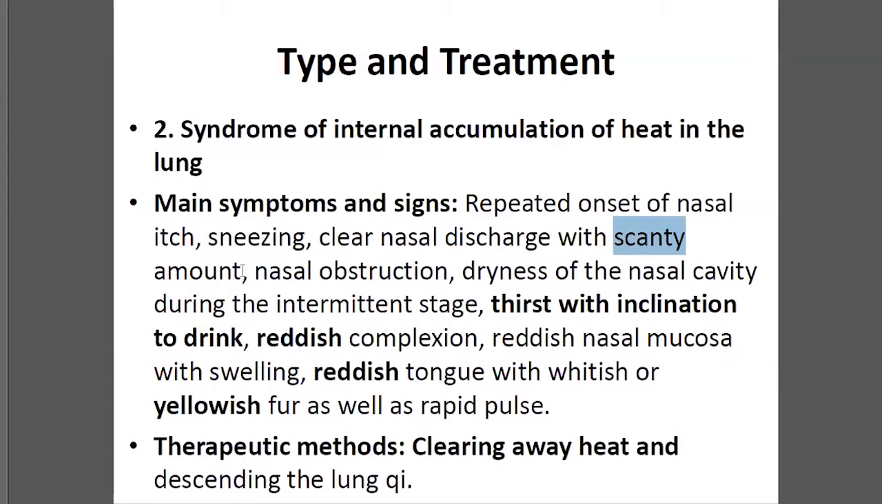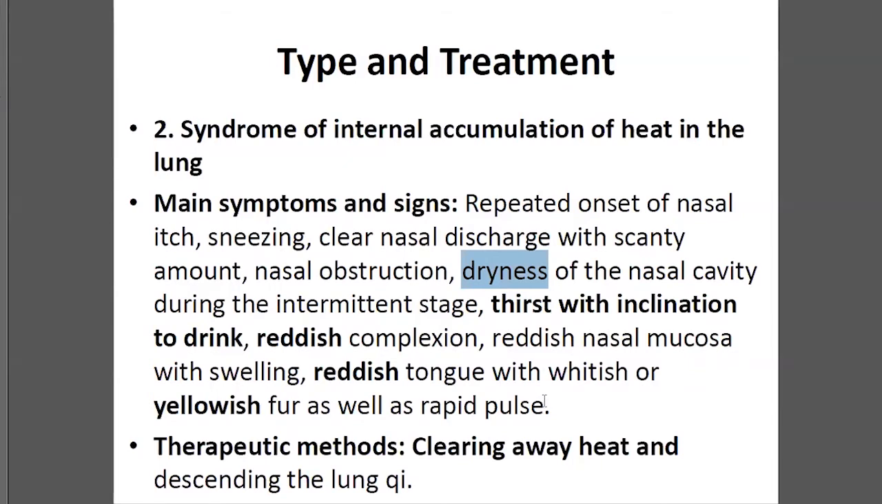So scanty amount of nose discharge, nose blocking and feeling of dryness. The patient may have other related symptoms, like heat symptoms: thirsty, red face, the inside of the nose is more red, red tongue and yellow tongue coating. So rapid pulse, those are some heat signs in there.